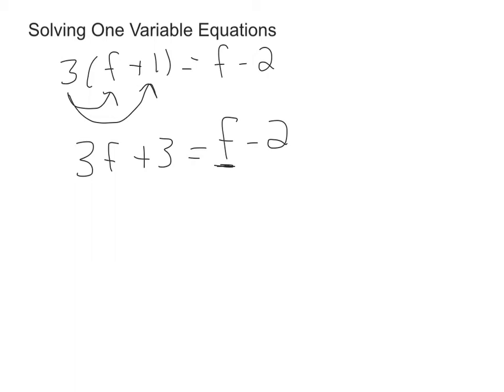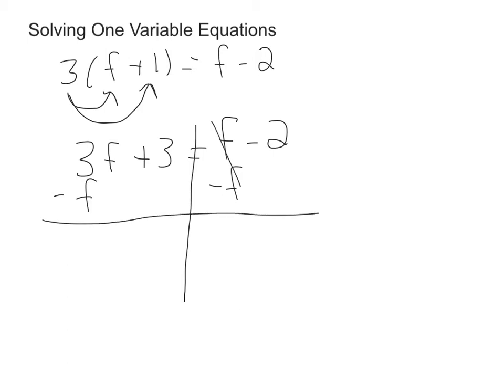So what I'm going to do is, this is a positive f right now, so in order to get rid of it on that side, I'm going to draw my line down, and I'm going to subtract it on both sides, always keeping it even, doing everything on both sides.